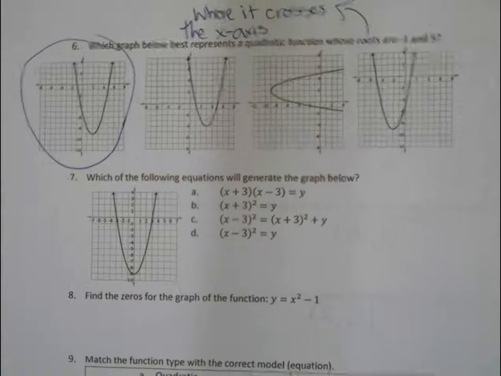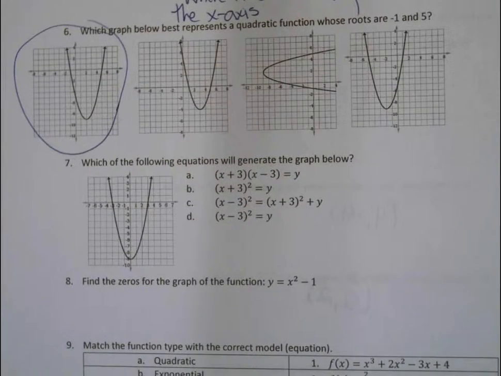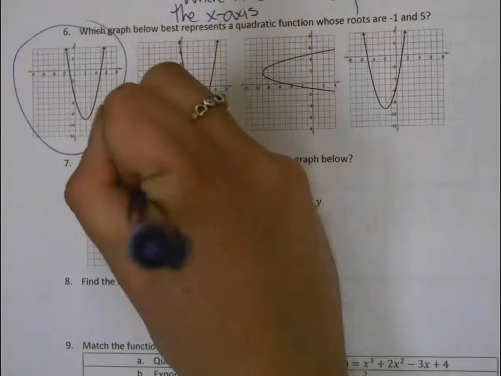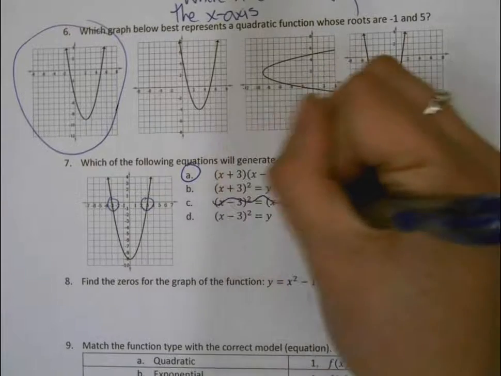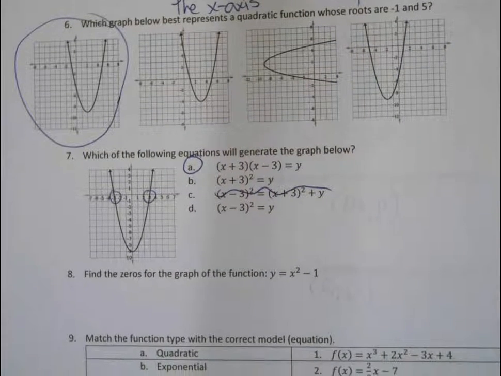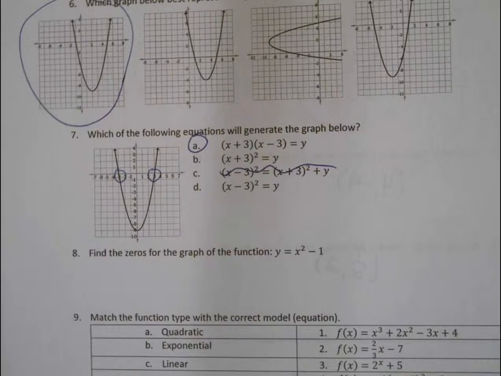Okay. Number 7 is looking for which equation will generate the graph. If I look at my zeros, I have -3 and +3. So the only one that has a positive and negative 3 that looks like something we've done is A. C is something kind of weird. We've never worked with something that looks like that, so we wouldn't want that one.